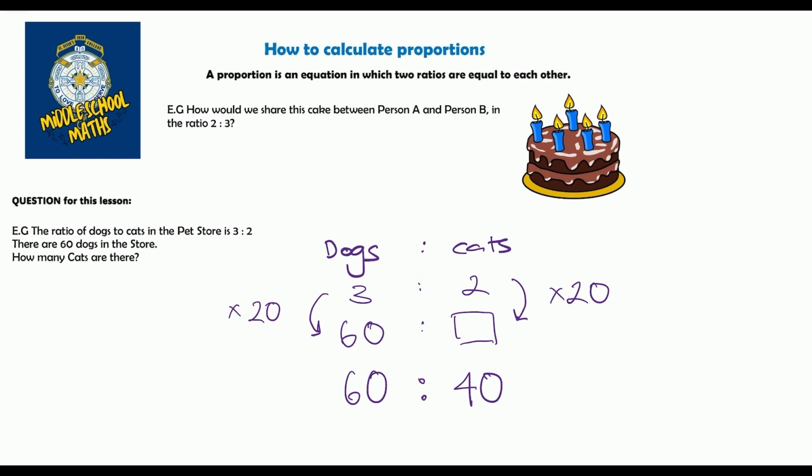Now, a direct proportion, which is what I just mentioned before, is when one quantity increases, the other increases at the same rate, which is what has happened here with our 20 and our 20. And that is how to calculate proportions. We can also do it using fractions. So I will explain that now.